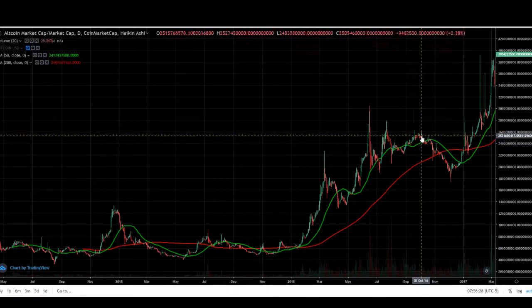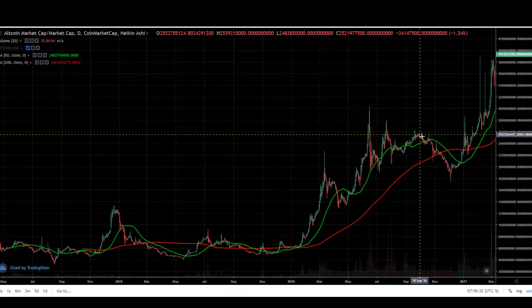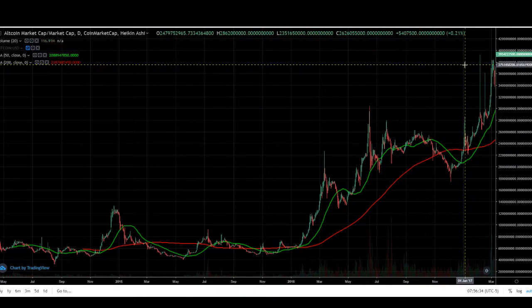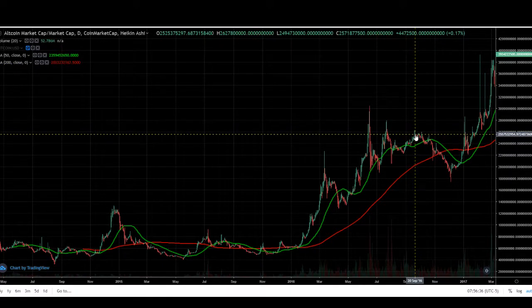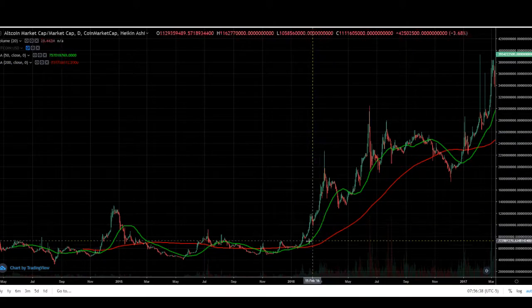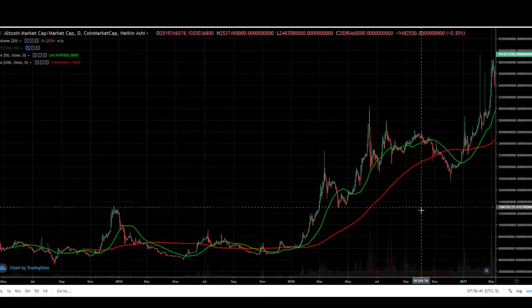Even though we had this pullback there from September, remember we saw that in BitShares, and BitShares went down while Bitcoin went up. We're breaking out of a bottom formation right now. We're not coming out of a top formation.